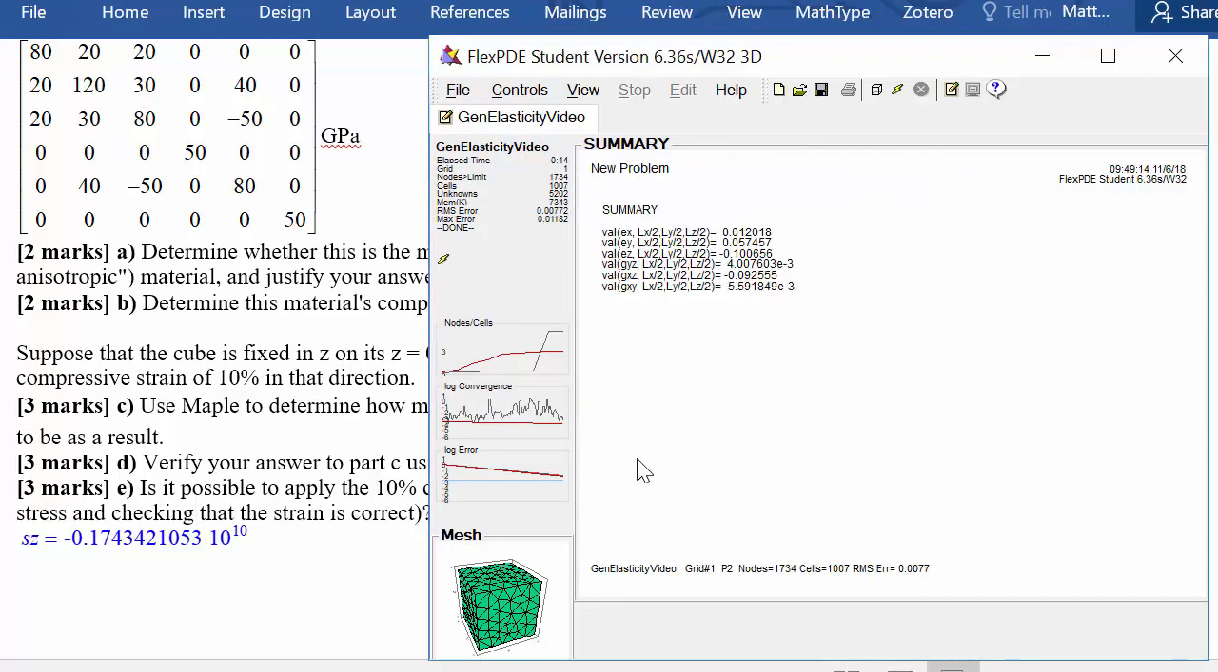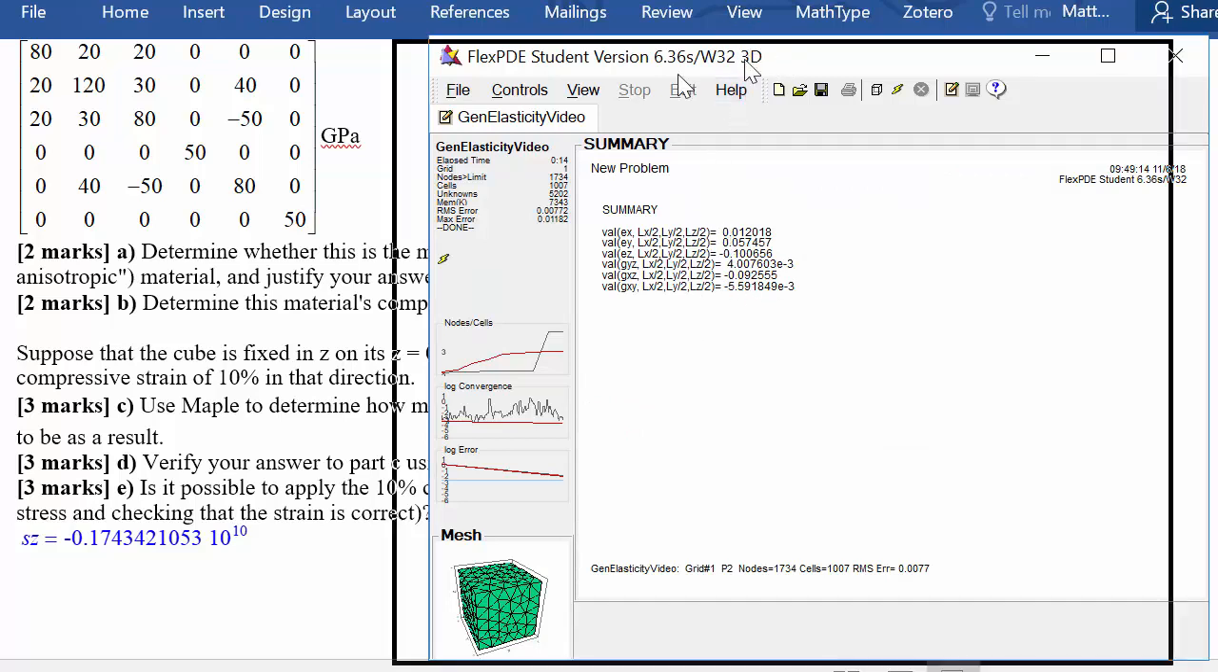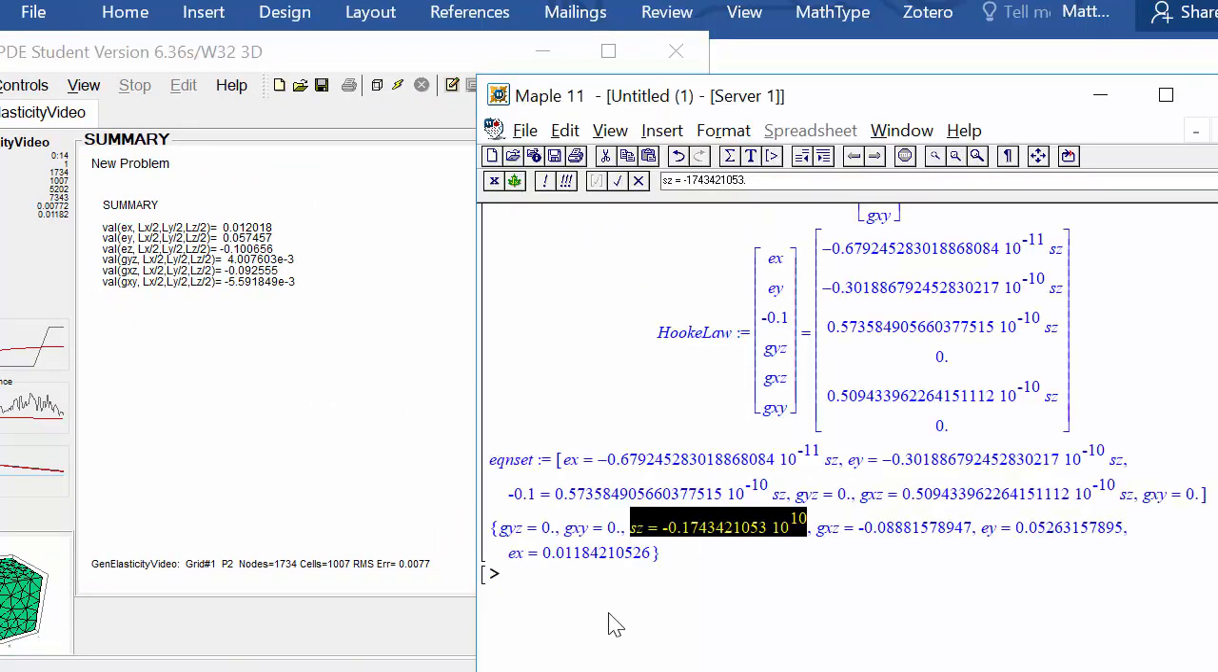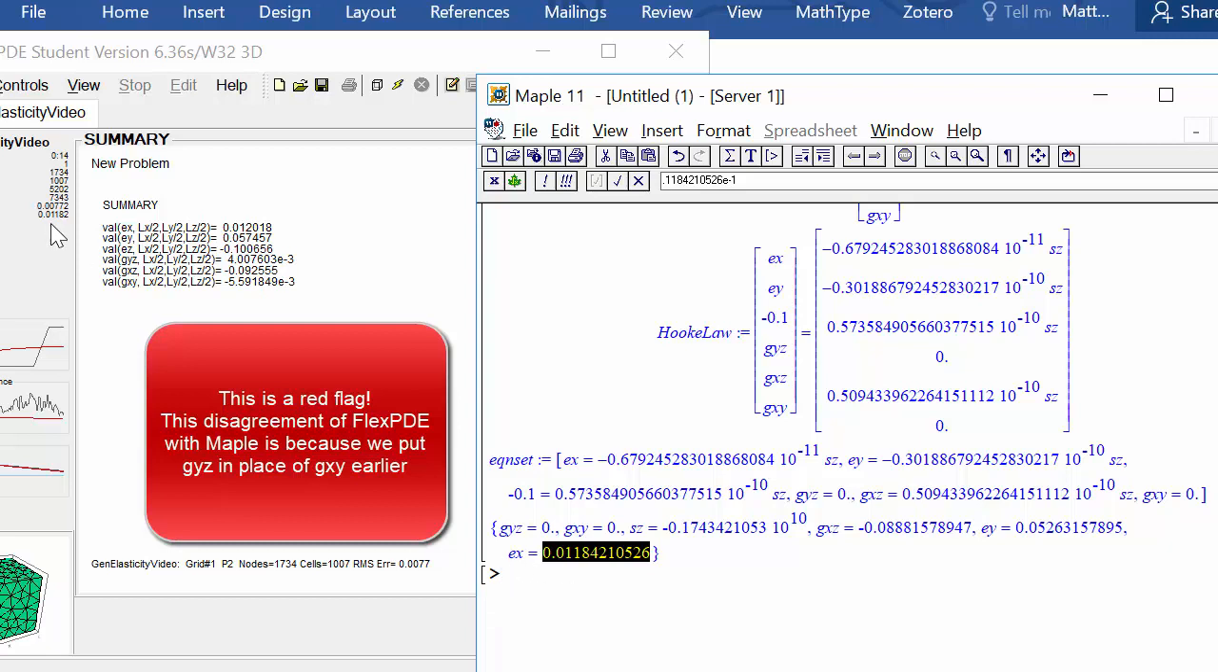Okay, that time only took 14 seconds. Things are getting better. Anyway, here's what we got for the strains reported at the center. So let's go and compare that to what we discovered with Maple. So we figured out that EX was 0.012 and Maple said 0.012. If I only read out that many decimals, then it looks like they're the same, but they had disagreements past about the third significant figure. So EY was 0.057, and we got 0.053 for EY. So not quite the same.